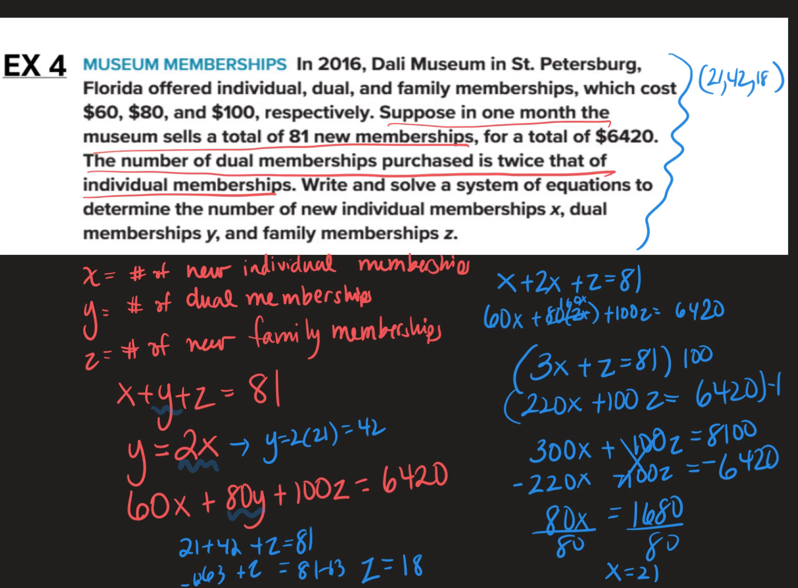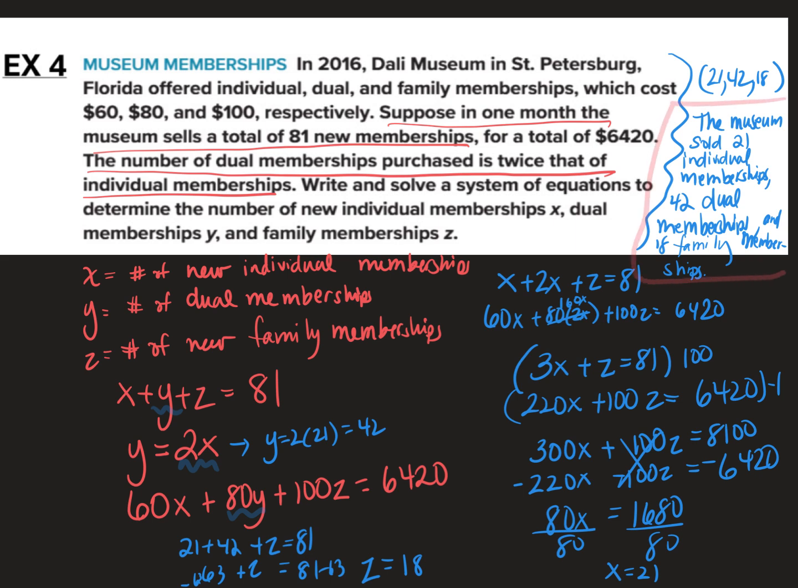To finish this out, we will say the museum sold 21 individual memberships, 42 dual memberships, and 18 family memberships. And that is my final answer. I'll grab a highlighter and just highlight around it. That is my final answer to this problem.